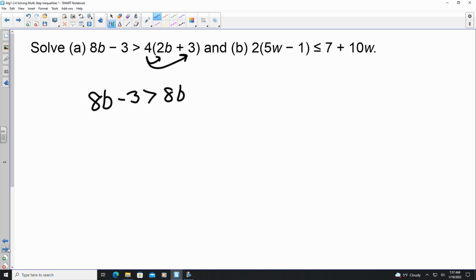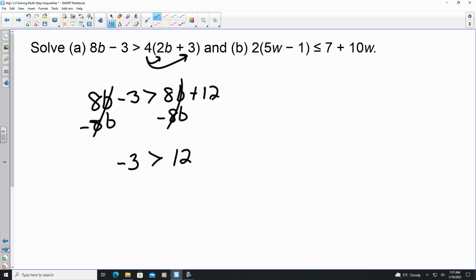8b plus 12. So again, wanting to get my variable on the left-hand side, I'm going to subtract 8b, so that gets canceled, but also this now gets canceled. So this is a unique situation where I have negative 3 on the left-hand side. It is greater than 12.